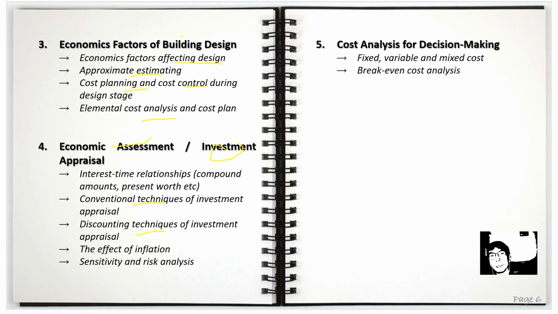And for topic 5, cost analysis for decision making. There are 3 types of costs. They have fixed, variable, and mixed. So you're going to expose what are the difference between these 3 categories of cost: fixed, variable, and mixed. And we are going to learn about break-even cost analysis. Break-even cost analysis in general is about when we can get our capital back. Bila kita nak balik modal.